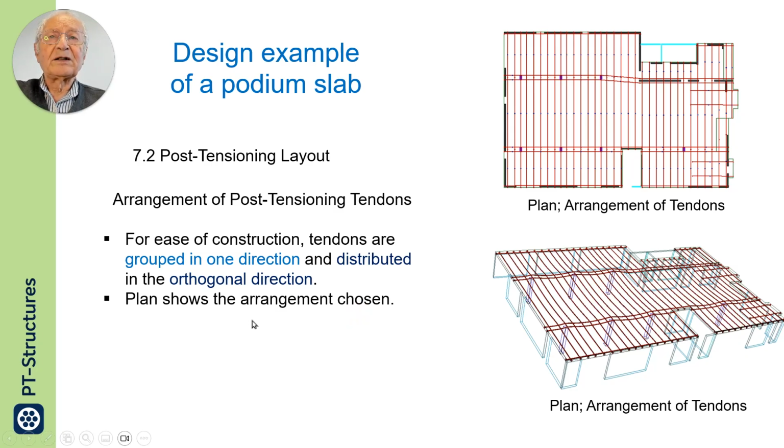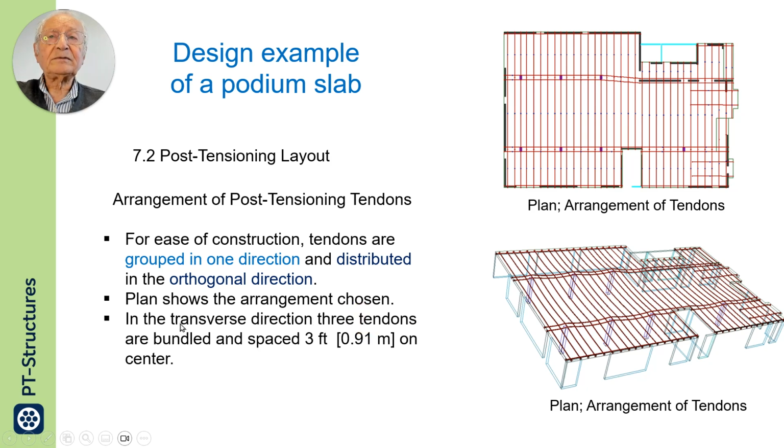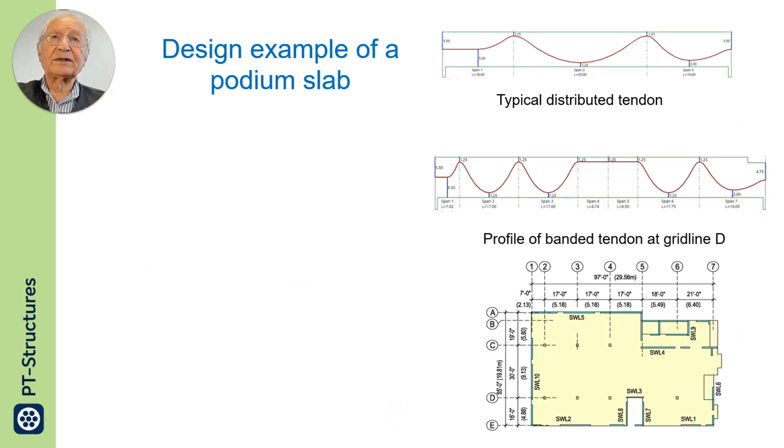So the plan shows the arrangement. In the transverse direction, bundles are used at 3 feet on center. 3 strands are bundled together and spaced at 3 feet apart for ease of construction. We have 1 strand per foot, so we bundle 3 of them together and place them 3 feet apart. And we calculate in the other direction, in the banded direction, where they will be grouped.